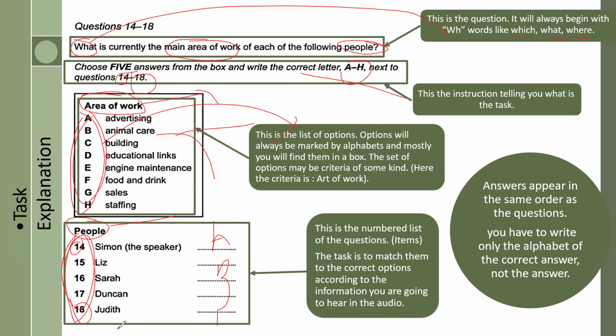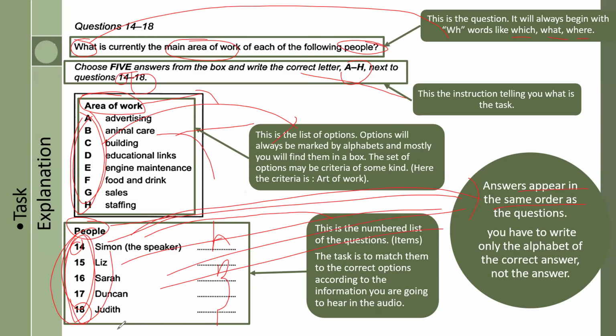While the questions are listed with what? Questions are listed with numbers. So, questions are usually in order, and answers appear in the same order. Answers appear means, first of all, you will hear question number one, then question number two, three, and four, and so on. You have to write only the alphabets of the correct answers, but these options are not in order.